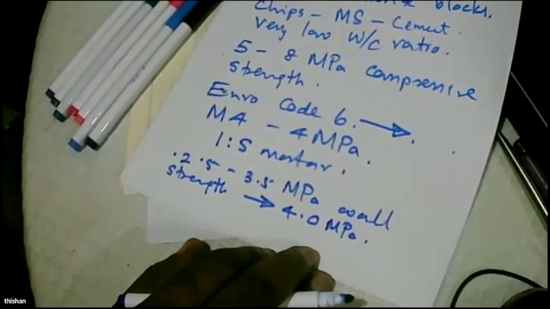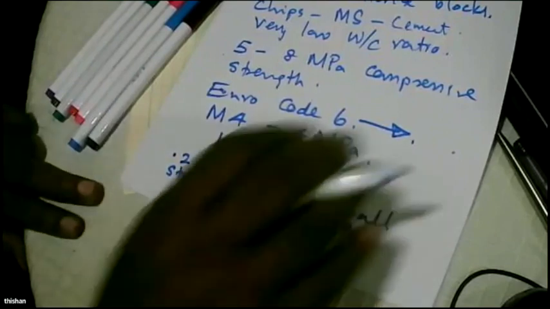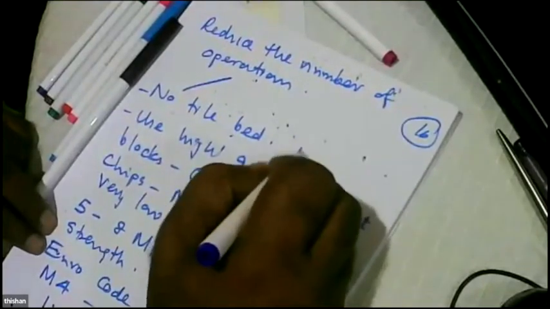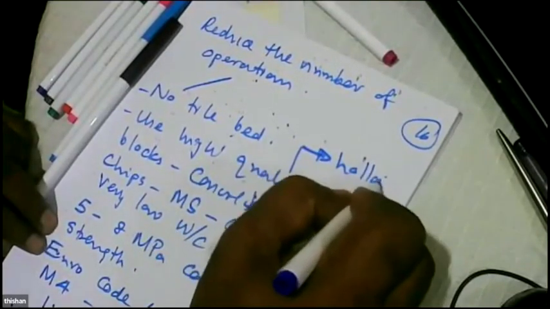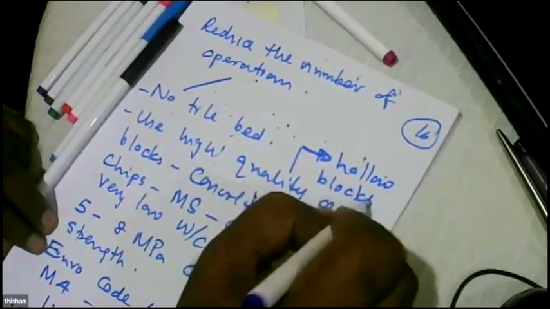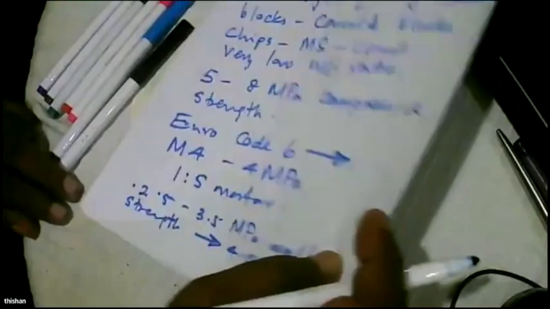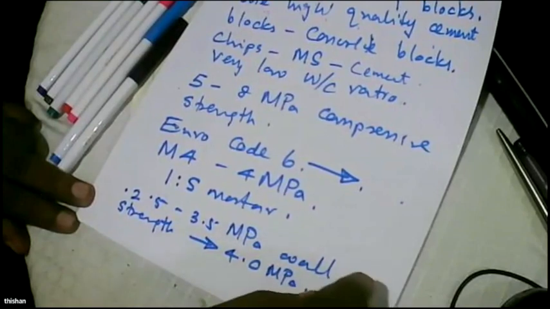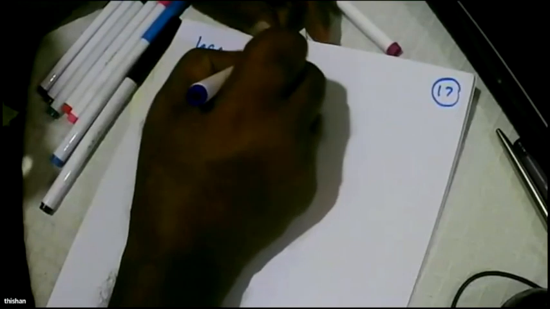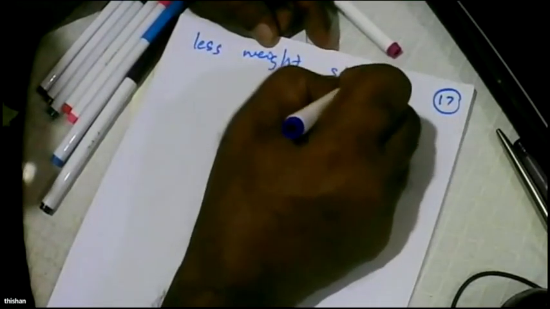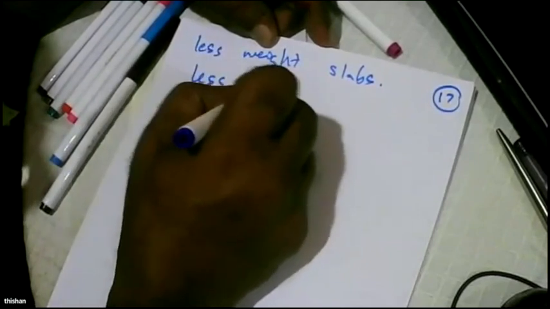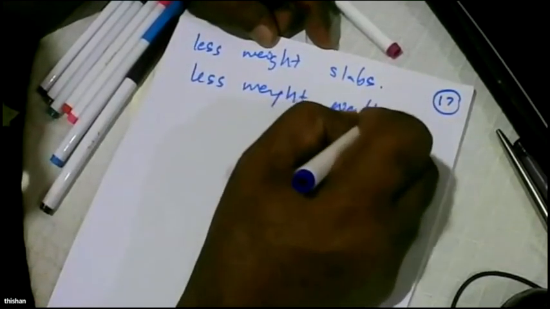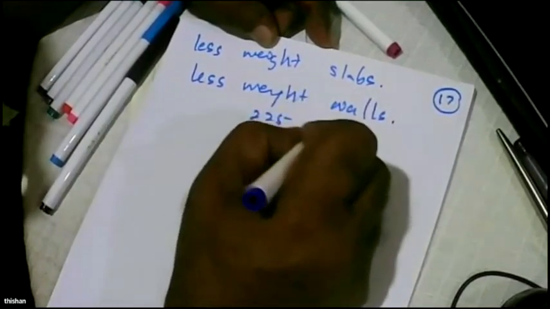And to minimize the weight of the blocks, we don't have to go for solid blocks, we can go for hollow blocks. So what is the concept? The concept is, we have less weight in slabs, less weight in walls. Instead of 225 walls, we are using 150 walls.